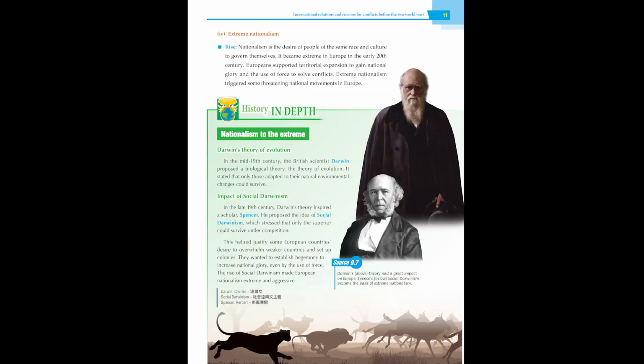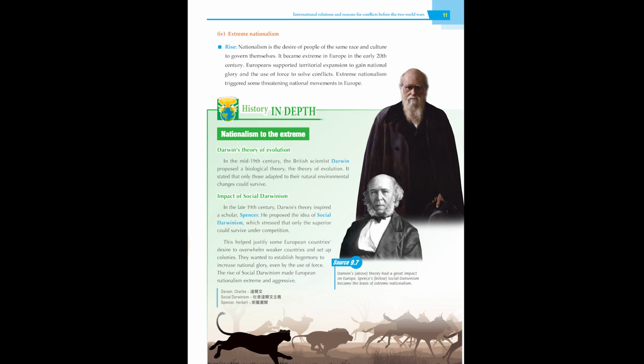4. Extreme nationalism. Rise. Nationalism is the desire of people of the same race and culture to govern themselves. It became extreme in Europe in the early 20th century. Europeans supported territorial expansion to gain national glory and the use of force to solve conflicts. Extreme nationalism triggered some threatening national movements in Europe.